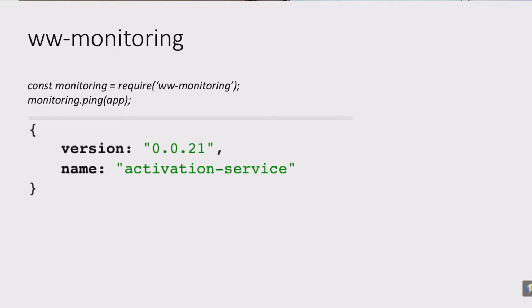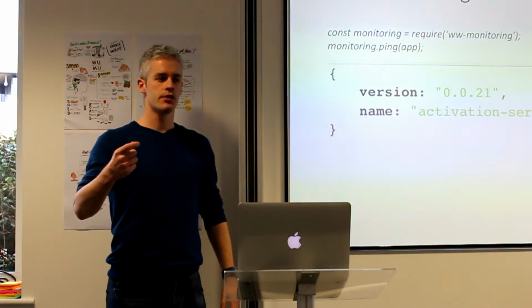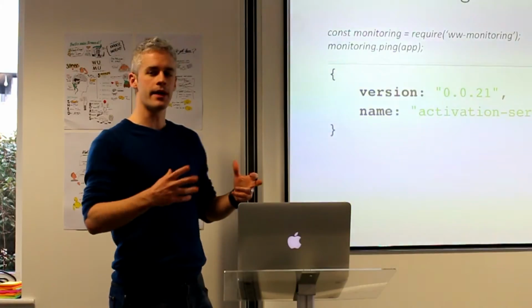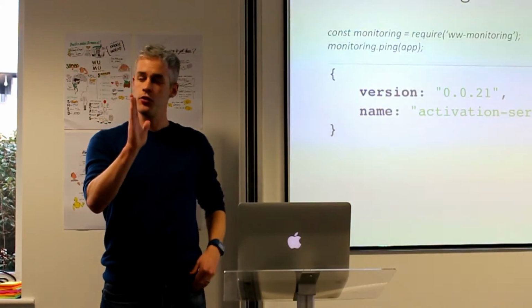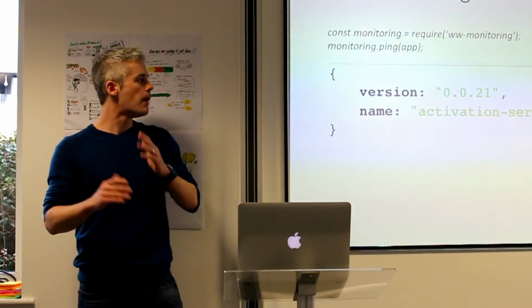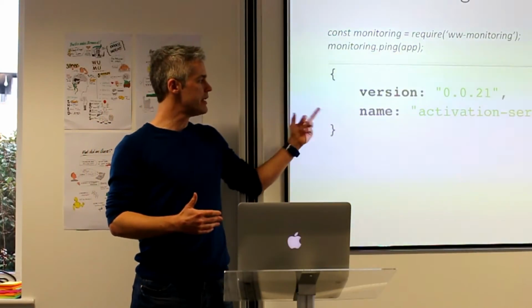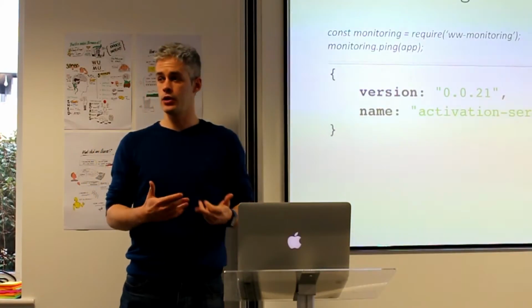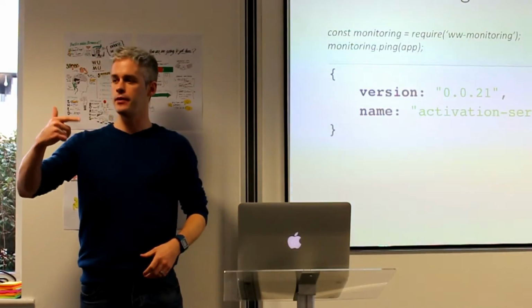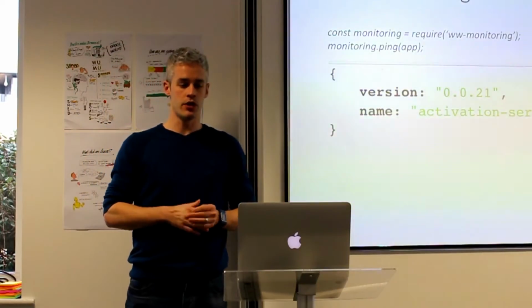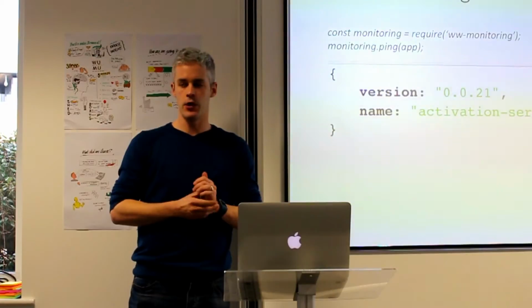First of all, we've got the ww monitoring dependency. Simply, you require it in, and then you pass the Express instance into the ping endpoint. That means that, automatically, behind the scenes, it will wire a route in your microservice on /ping, and it will read the name and version from the package.json file in your application. What happens in the Jenkins build is we increment the version in the package.json when you commit to master, so you get an accurate view of what's being deployed.